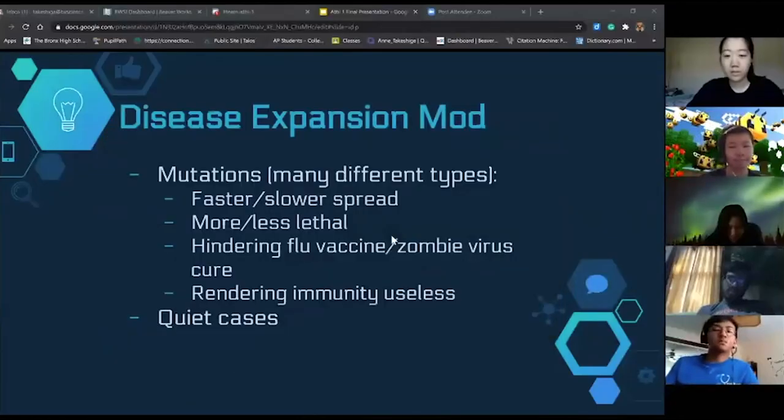So our second mod is the disease expansion mod. We made a new feature in our game which simulates the ability for viruses to mutate. So there are chances that either or both the flu and zombie viruses can mutate.